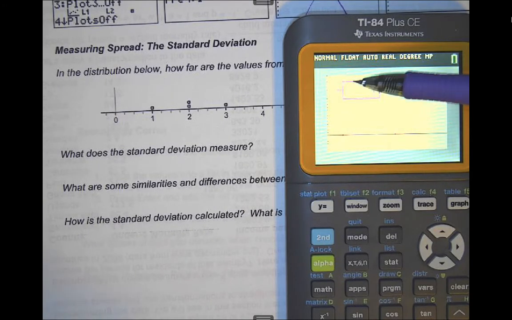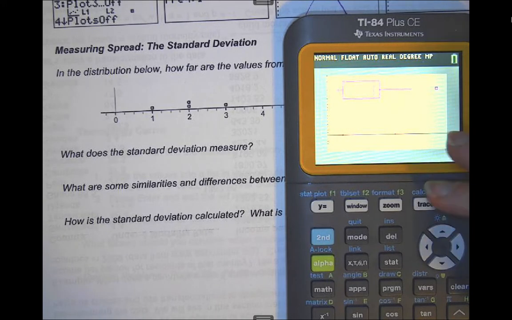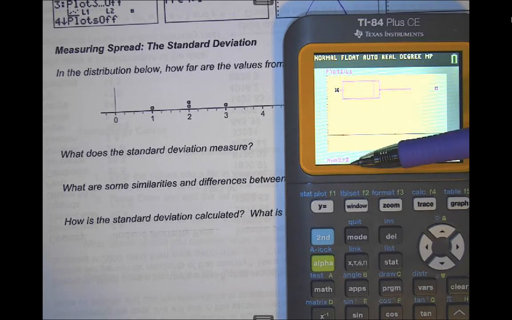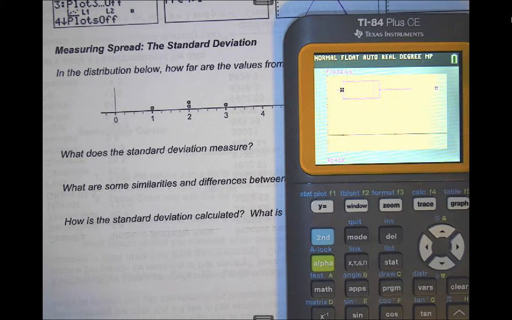All right, so here's my box plot. If you hit the trace button, what you'll notice here is you can use those left and right arrows. So right now I'm over here. It tells me down here that that's my minimum at 9. I move over, Q1 is at 10, median is at 16, Q3 is at 17, X is at 23.